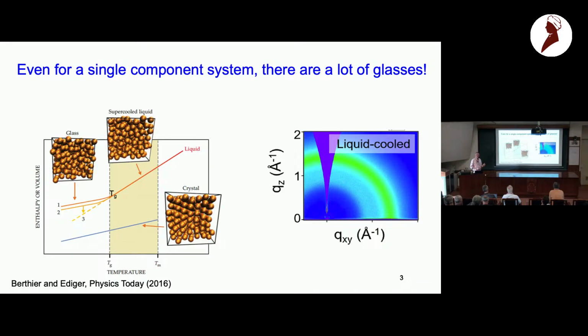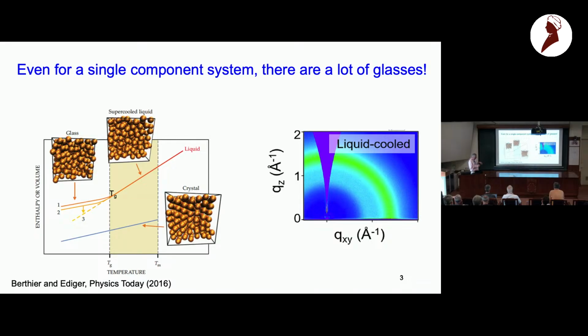Okay, I've often made this point that even for a single component system, there are a lot of glasses. Okay, we can cool at different rates to get different glasses. We can cool and then age for different periods of time. We can cool, age, heat, cool some more. There's many complicated routes. In principle, all of those are giving us different glassy, non-equilibrium materials.